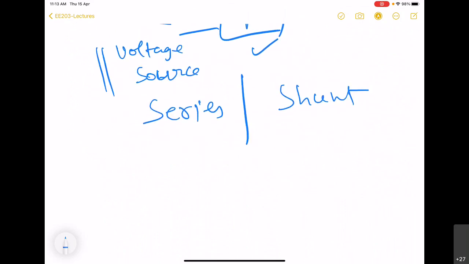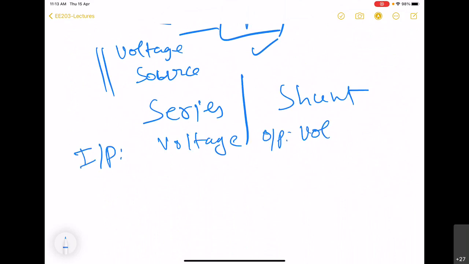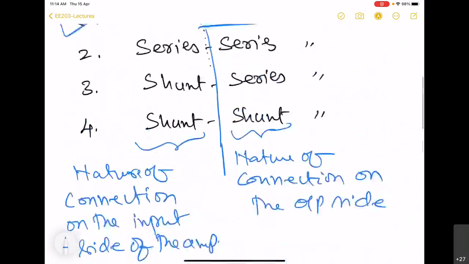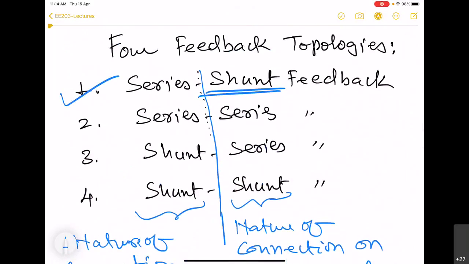And since on both the input and output side of the final connection that we will evolve, voltages are involved, the input side is also going to be voltage, and the output side is also going to be voltage. So another name of this topology, the series-shunt feedback topology, is also called voltage feedback.